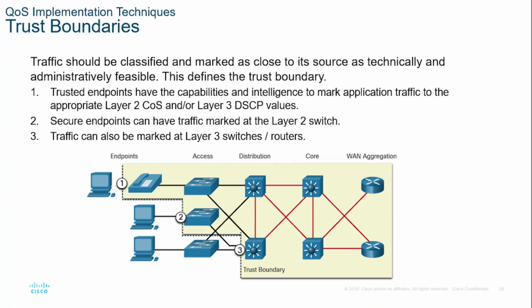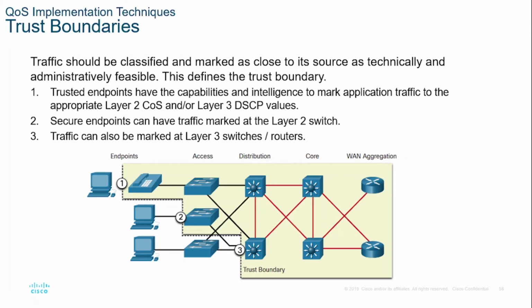Trusted endpoints have the capabilities and intelligence to mark application traffic to the appropriate layer 2 QoS and layer 3 DSCP values. Examples of trusted endpoints include IP phones, wireless access points, video conferencing gateways and systems, IP conferencing stations, and more.